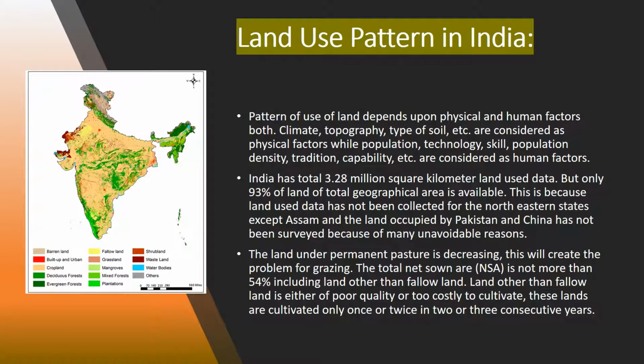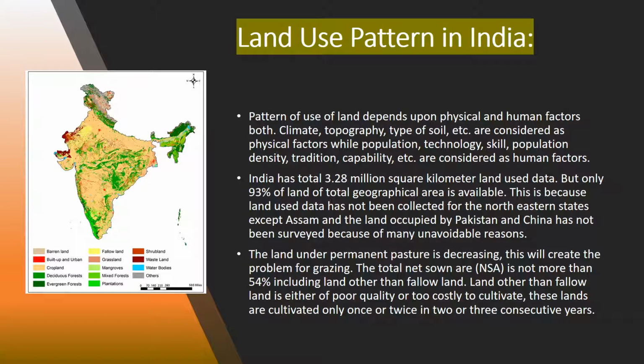India has a total of 3.28 million square kilometers, but land use data is available for only 93% of the total geographical area. This is because land use data has not been collected for the northeastern states except Assam, and the land occupied by Pakistan and China has not been surveyed because of many unavoidable reasons. The land under permanent pasture is decreasing. This will create problems for grazing.